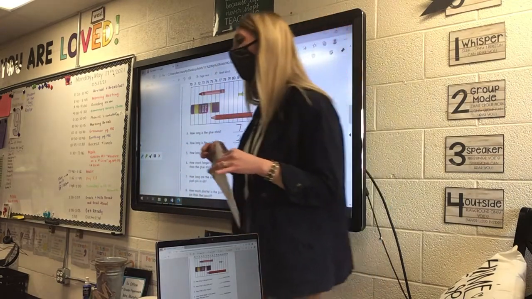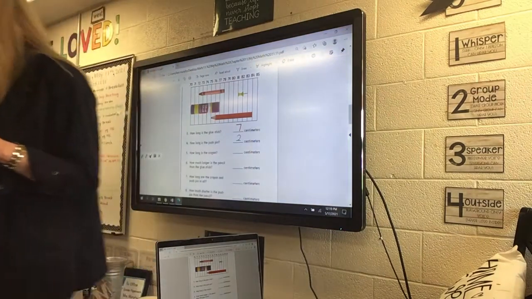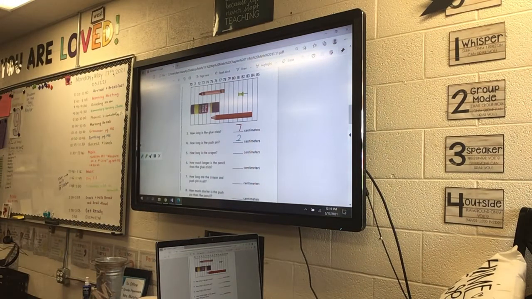Okay, measure right now the crayon. How long is the crayon? Do that right now. Okay, measure that again. Measure your crayon again. Lila, measure your crayon again. Measure that again. Crayon's not right. That's kind of messy. Let's fix it. Good job.